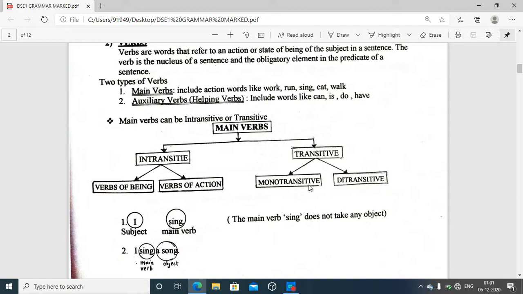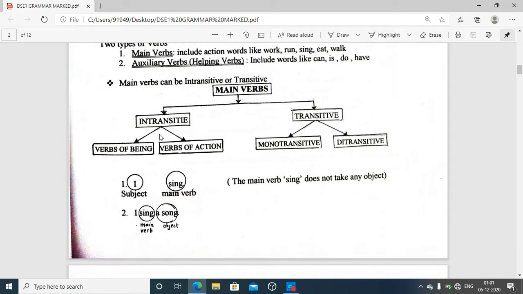This is the way it comes into being. And again here you can identify that intransitive verbs are verbs without an object and transitive verbs are verbs with objects, and a verb can take one object or more than one object. According to the number of objects a main verb takes, you can decide whether it is monotransitive or ditransitive. Now we can go back to intransitive verbs, two of the categories of intransitive verbs.